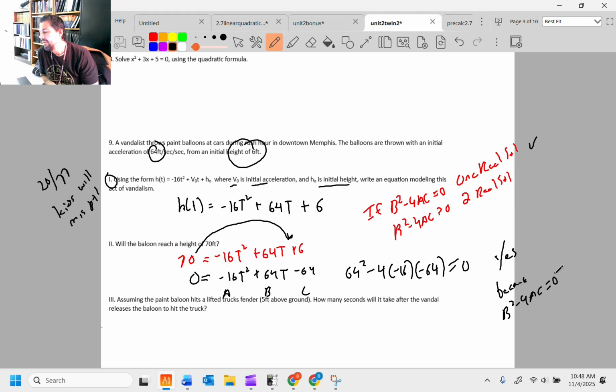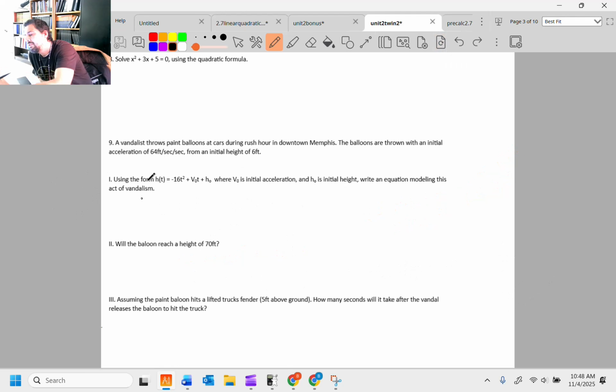All right, number 3: assuming the paint balloon hits a lifted truck's fender, which is 5 feet above the ground, how many seconds will it take after the vandal releases the balloon to hit the truck? So on this one, we're going to put the 5 in for the height. It's 5 equals negative 16 t squared plus the initial velocity of 64 t plus 6.